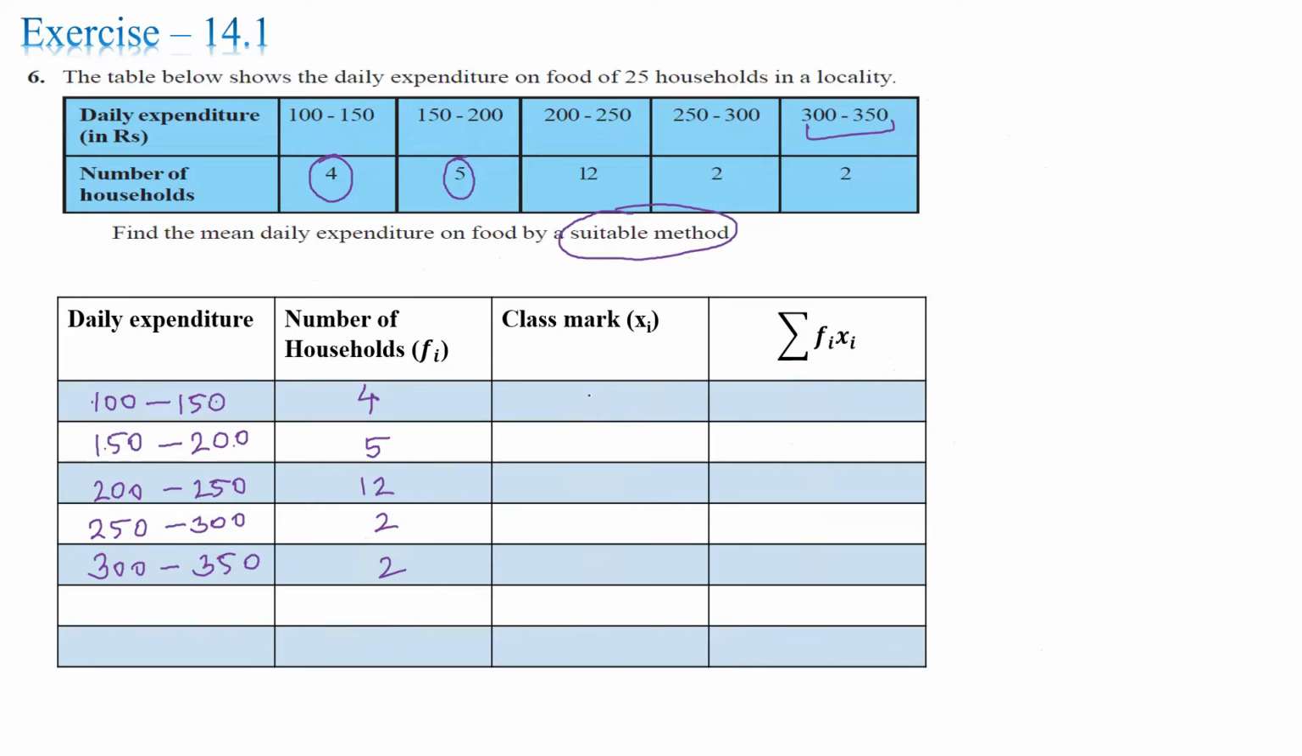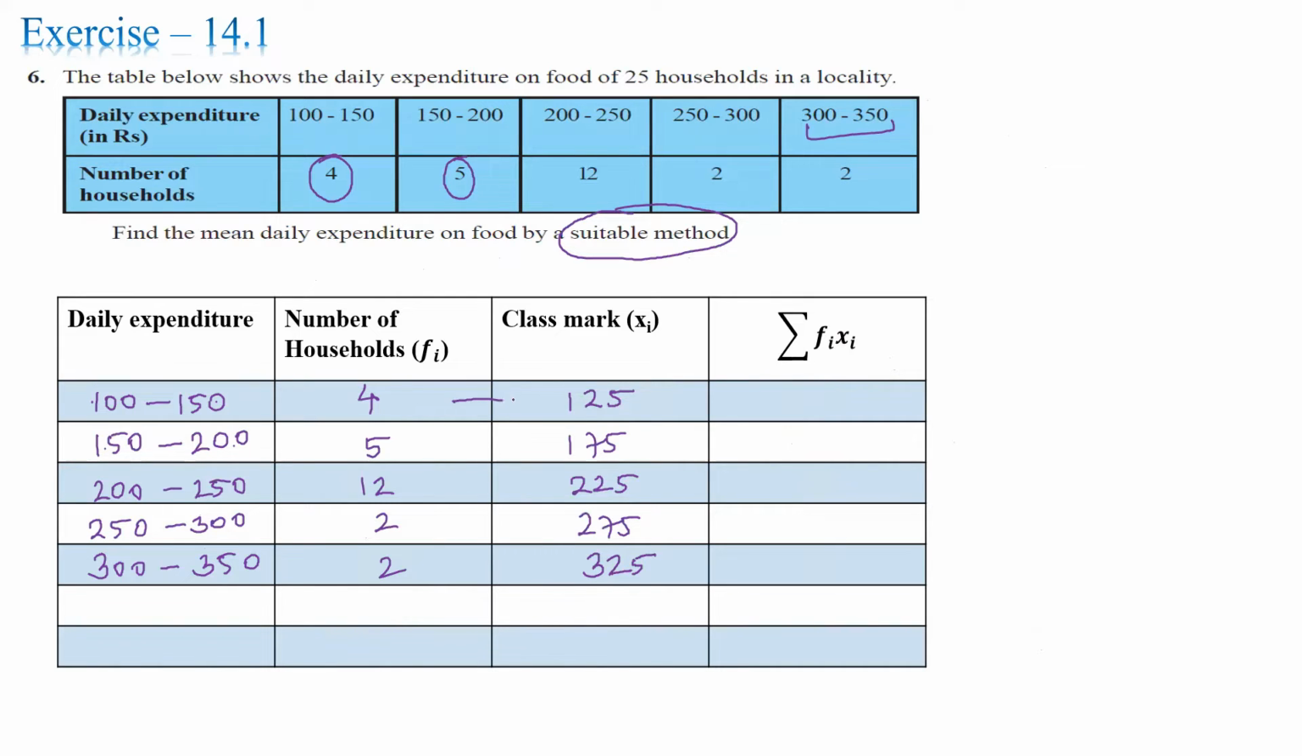Class mark is nothing but the middle value of our range. 100 to 150 is our range, so the middle value is what? 125. Yes or no? Next, the middle value is 175. Next, 225. Next, 275. After that, it is 325.